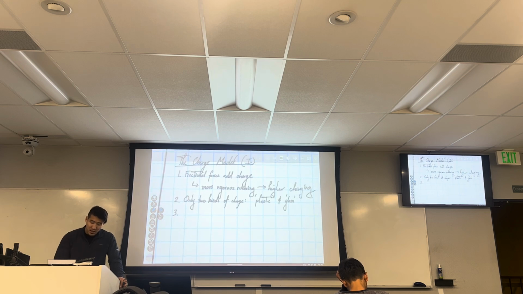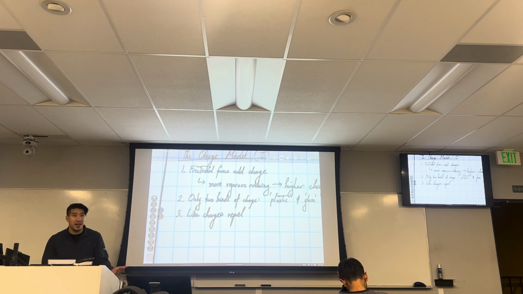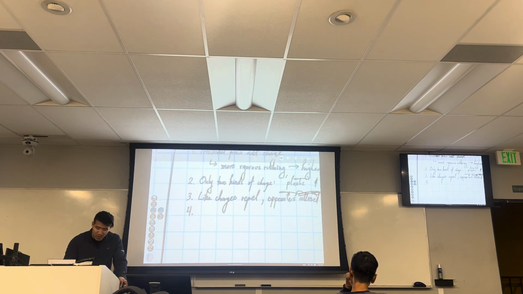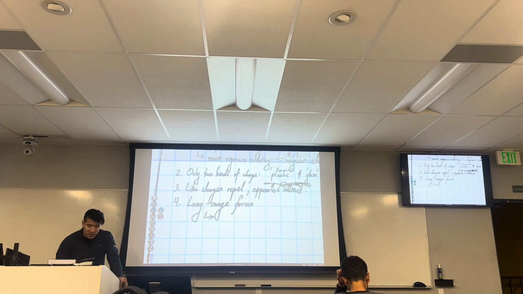Our third hypothesis goes over exactly how these charges interact with each other. That is, like charges repel. We saw the plastic repelling the plastic. We saw the glass repelling the glass. And the old adage, opposites attract. Like charges repel and opposites attract. Fourth hypothesis, we already made note of this, but for the sake of completion, let's do it again. These are long-range forces, because no contact was necessary, and we saw that there was distance dependency. Distance dependent.